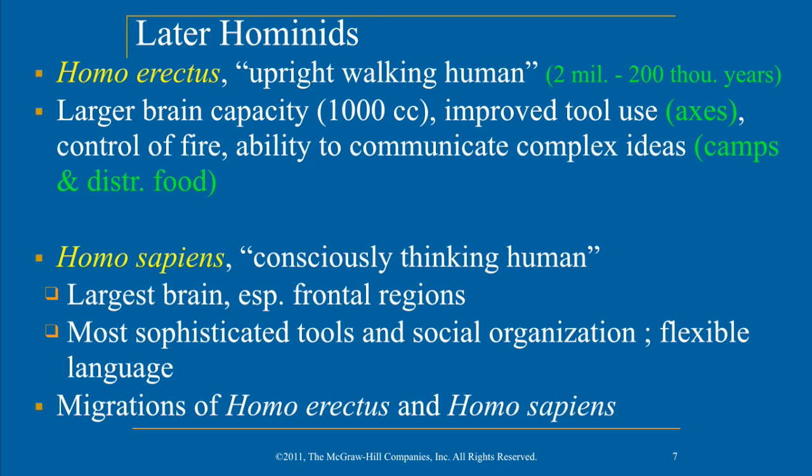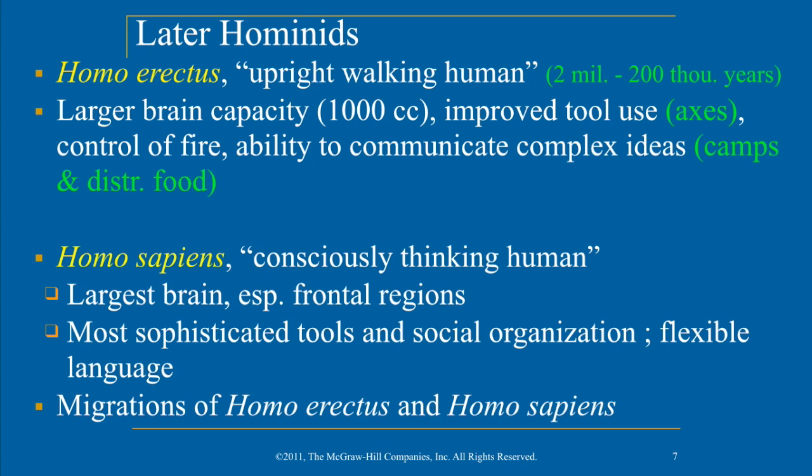From there, we get to Homo sapiens, the consciously thinking human. They have the largest brain, especially in the frontal regions. The frontal regions are your vocal centers and also your decision centers. Their most sophisticated tools and social organization come from this time. They have a very flexible language. They're the ones who are going to start using words and making hundreds of different sounds with the tongue and the vocal cords.